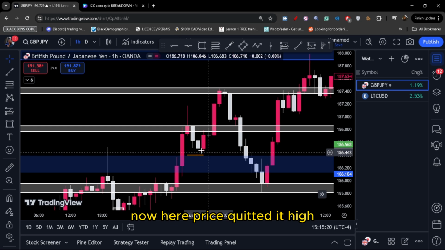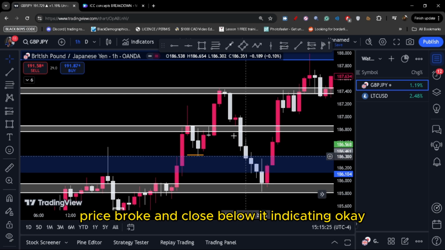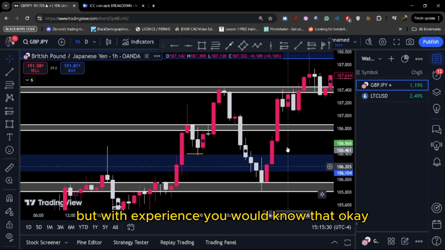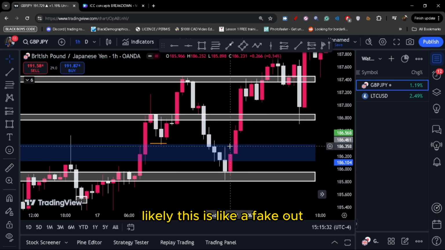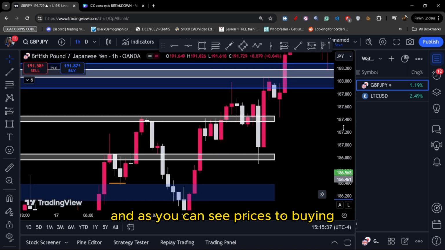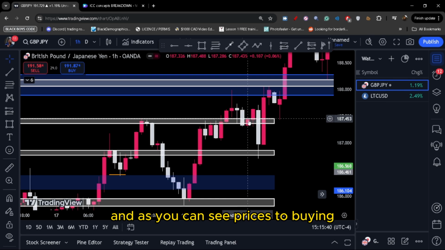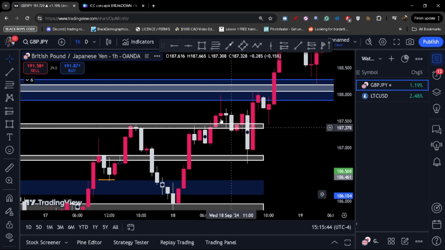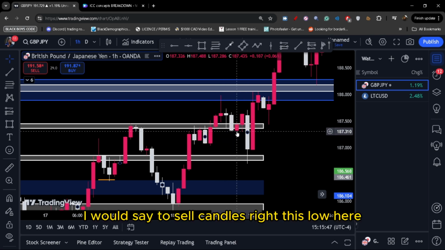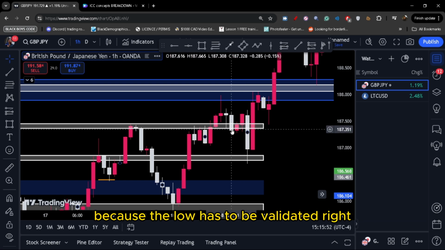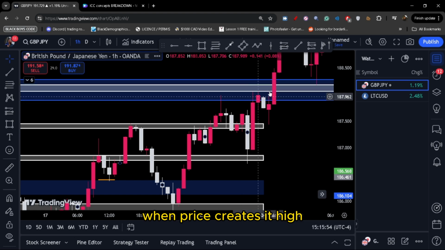Now here price created a high, and then this was the previous low. Price broke and closed below it, indicating that the trend has changed from buys to sells. But with experience, you will know that likely this is a fake out and price actually wants to continue buying, right? And then price is now buying here, and as you can see, price is still buying. Notice how price created at least 2, I would say 2 sell candles, right? This low here, but you can't really consider this the actual low because the low has to be validated when price creates a high.